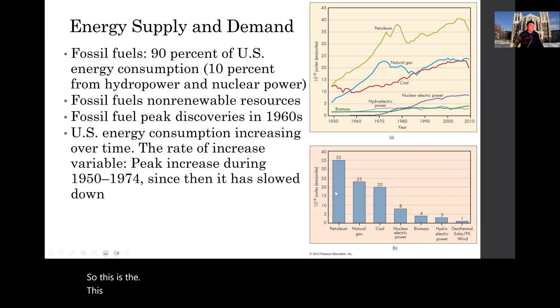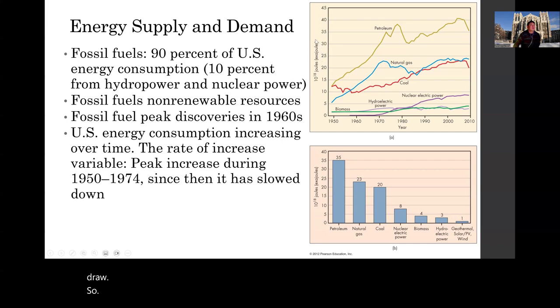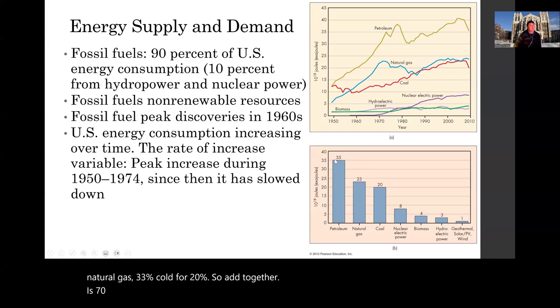Also, you look at the percentage, and here we are using exajoules, which is 10 to the 18th joules. This is the energy we normally talk about. If you look at this, it's 35% petroleum, natural gas 33%, coal 20%. So added together it is almost 78%.